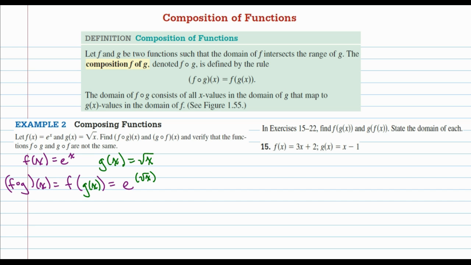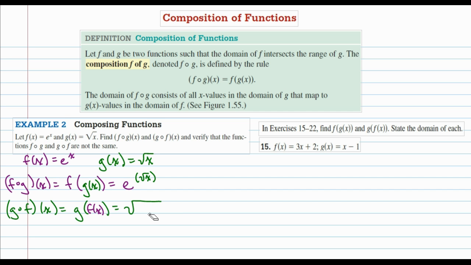Now the other way around, g of f of x means I'm going to start out with the g function and into its input plug f of x. The g function is the square root of x, but instead of plugging in x, we want g of f of x. So I'm going to plug in the f of x function, e to the x.